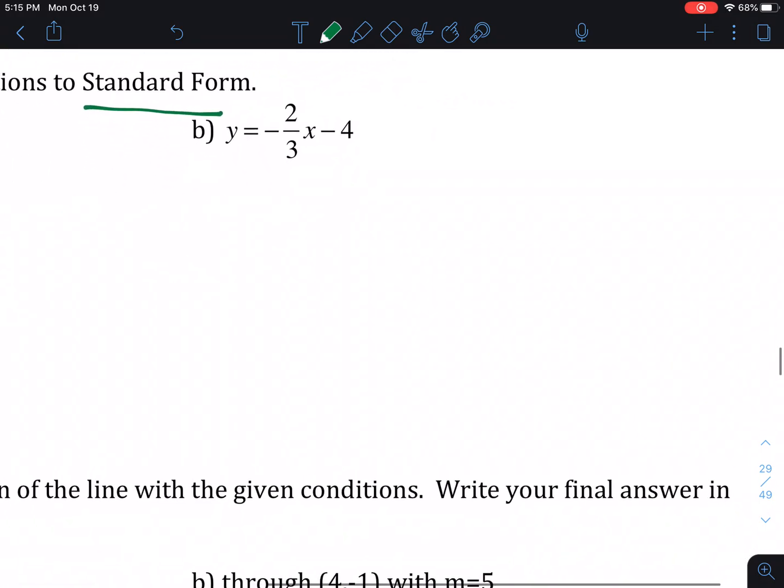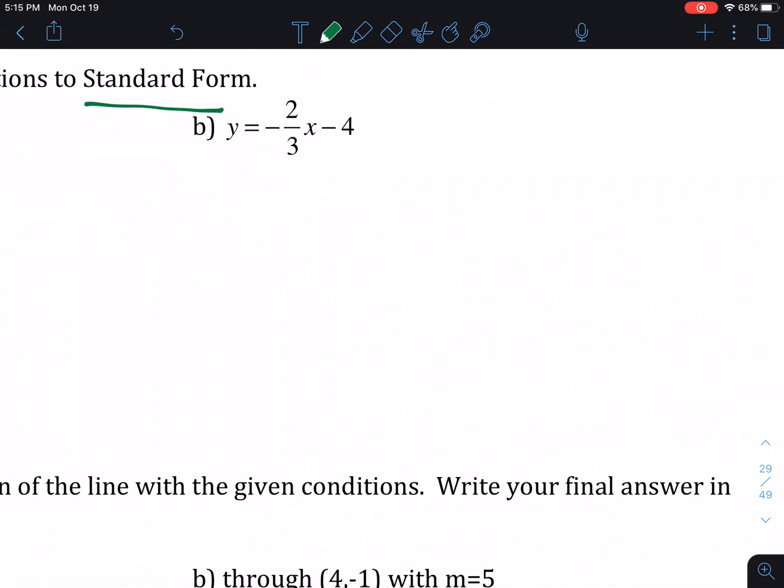Okay, let's do another one, letter B. Now, the first thing I notice again is this x term is on the right side of the equal sign. We do not want that. So we are going to add 2/3 x to both sides. And again, I encourage you to pause and rewind as much as you need to help you learn the material.